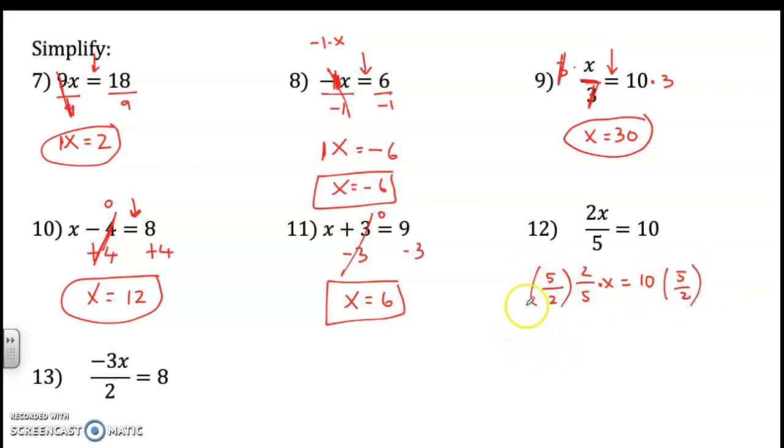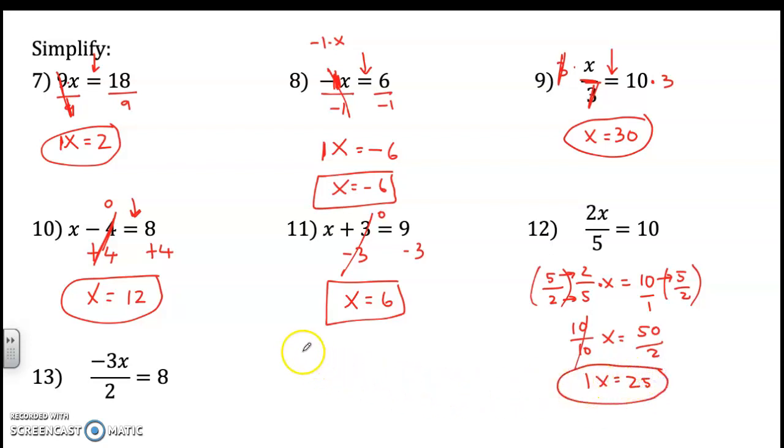Remember. Okay, how come? Why is this happening? Because if I multiply fractions, how do you multiply fractions? The number on the top with the number on the top, which is 5 times 2 is 10. 2 times 5 is 10. 10 divided by 10 is 1. So when I do the reciprocal, the fractions are going to cancel out. And the other side, I just multiply. Top with top. 10 times 5 is 50. 1 times 2 is 2. 50 divided by 2 is 25. Reciprocal, that's what the name is.